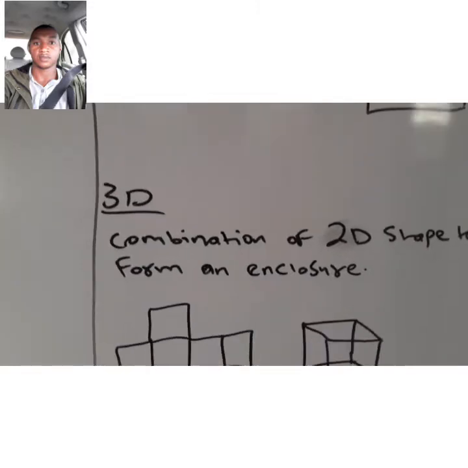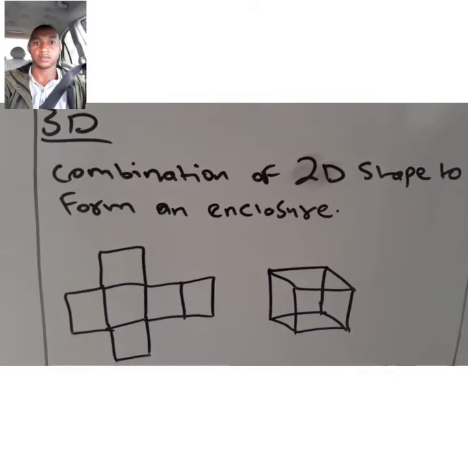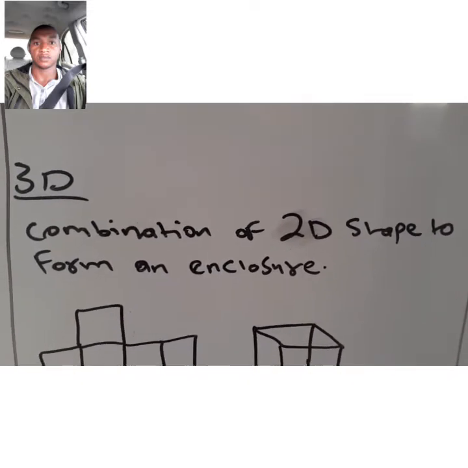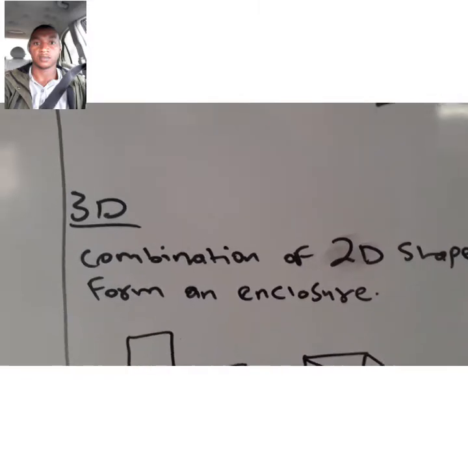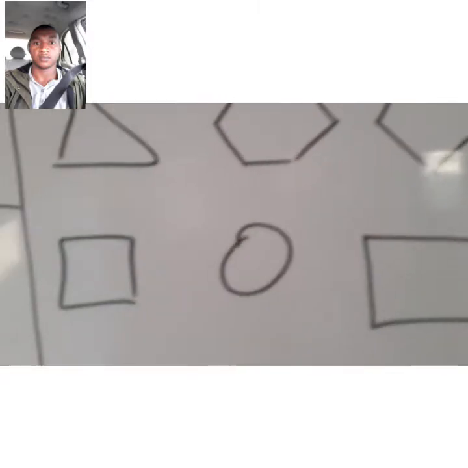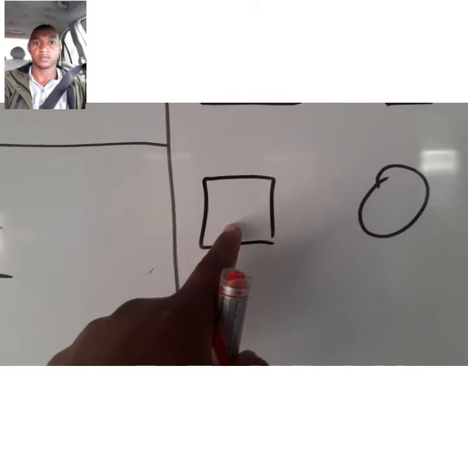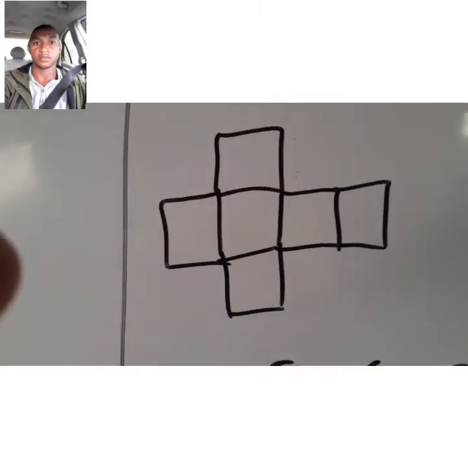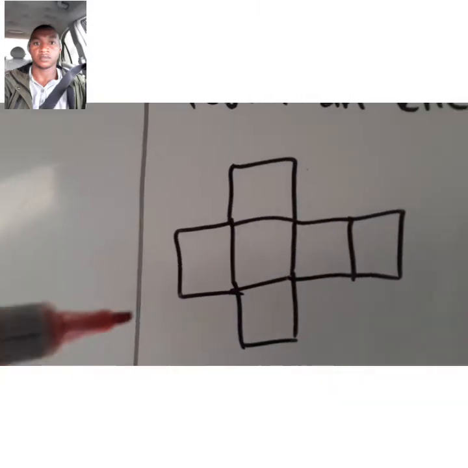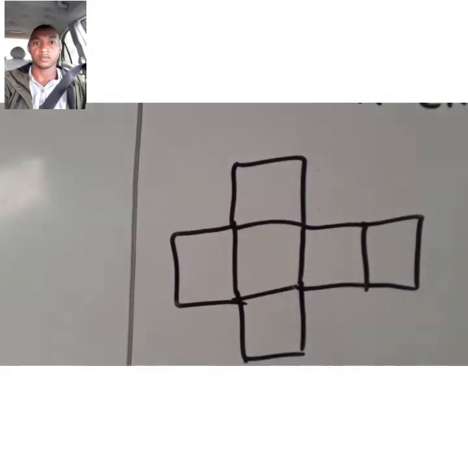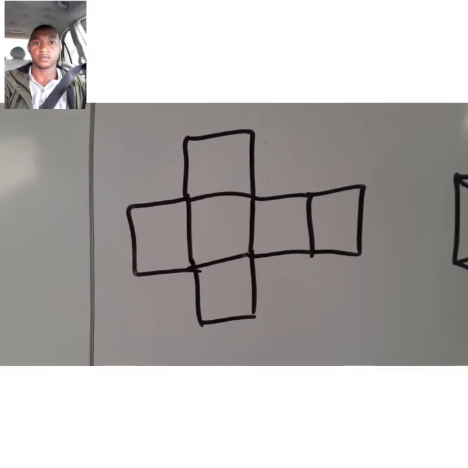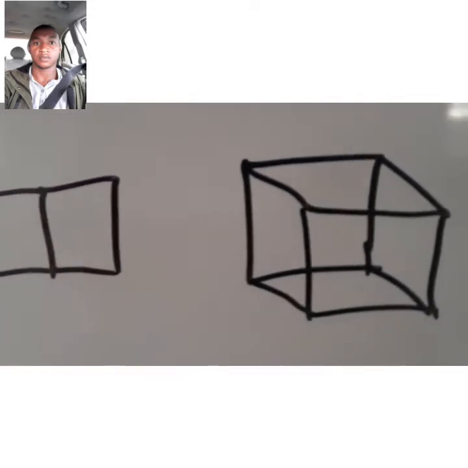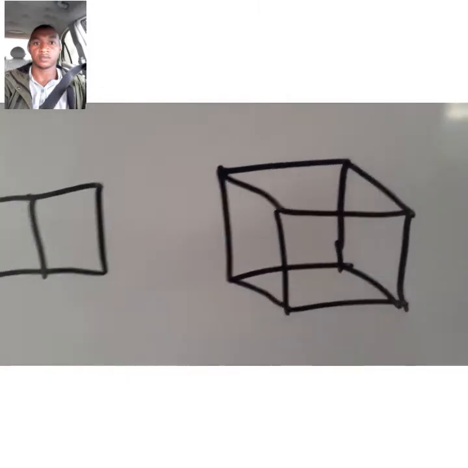And now let us look at our three-dimensional shapes, right? Our three-dimensional shapes are actually a combination of two-dimensional shapes to form an enclosure. You see, these are our two-dimensional shapes. For example, if I take 6 of these two-dimensional shapes and combine them all together, I'll have something like this. 1, 2, 3, 4, 5, 6. As you can see, those are my 6 two-dimensional shapes combined together. And if I close them up, I end up with a cube.